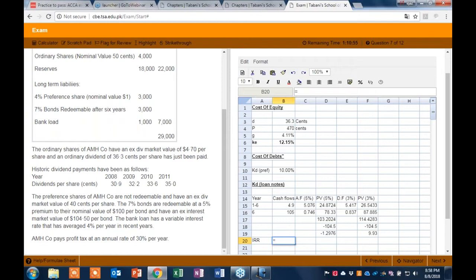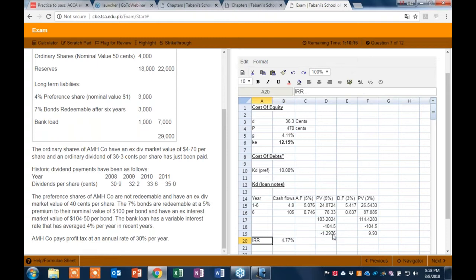Yeah, it should be around 4.76%, but I'm not sure what mistake I made. It should be 3.03 plus positive PV divided by positive minus negative, bracket close, into 0.02, 5 minus 3. Yeah, there we go.